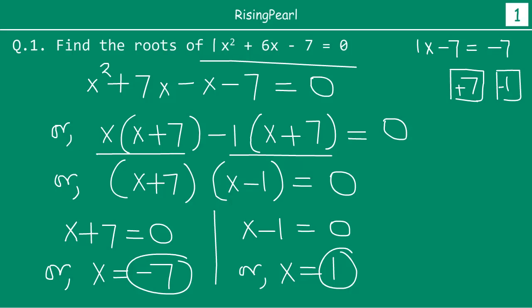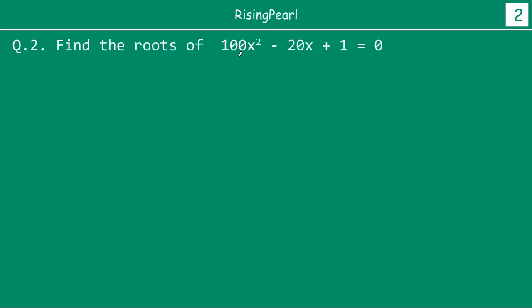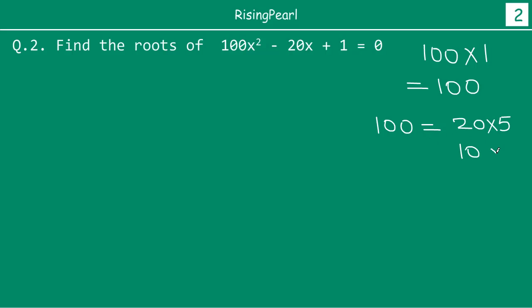Alright, let's keep going. Next, let's find the roots of 100x squared minus 20x plus 1. Here the coefficient for x squared is 100, and the constant term is 1, so 100 times 1 is 100. We can split 100 in different ways: 20 times 5, 10 times 10, 2 times 50, and so on. Lots of choices. What we have to do is get to minus 20.